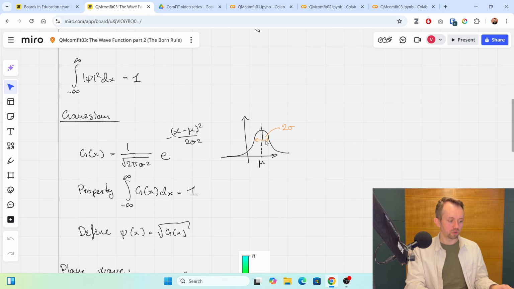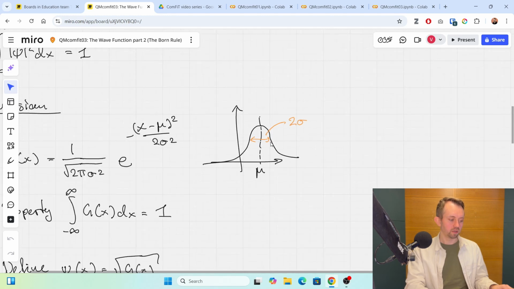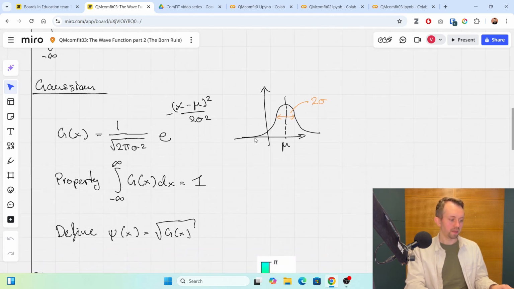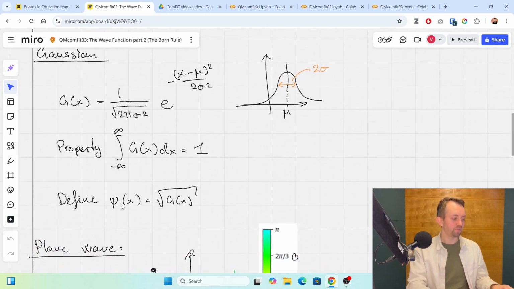If we draw a width of 2 sigma here, it is going to capture about 70% of the Gaussian function, and mu is the center of the Gaussian wave function. So those are the 2 parameters. As I said, when it's properly normalized like this, the integral from minus infinity to infinity of this function is 1. Now, we want a wave function which, when squared and integrated over all of x, gives 1, which means that we define psi of x as the square root of this g of x function.